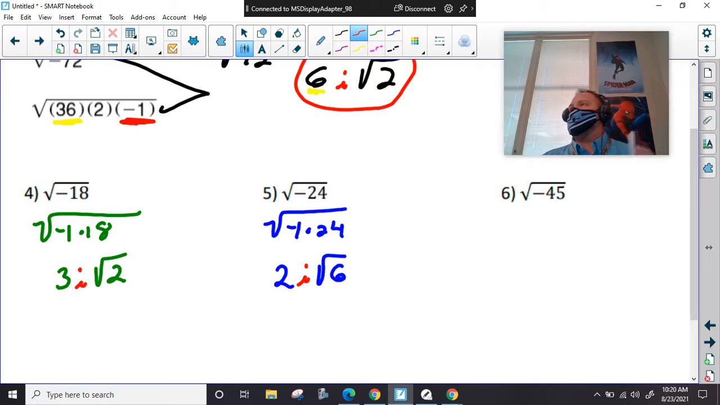Basically you're doing things that we've done before in Algebra 1 or possibly geometry with these calculators, and now you're just adding the i. That's all you have to do right now.